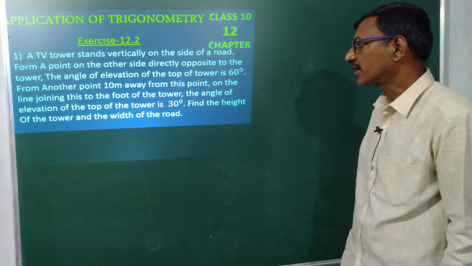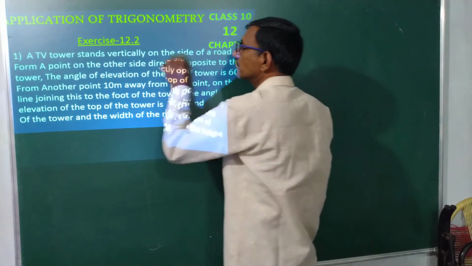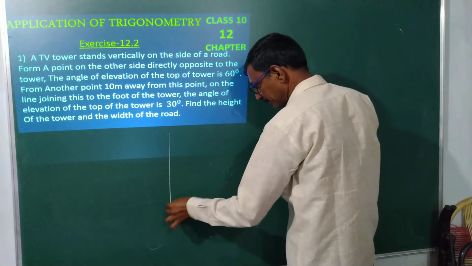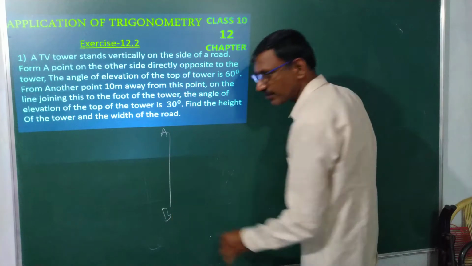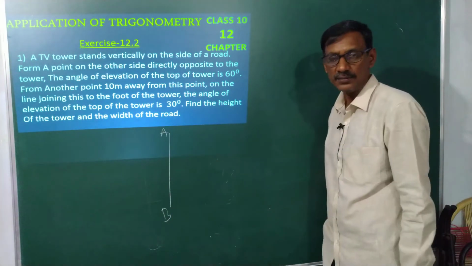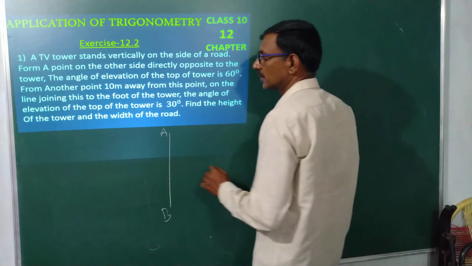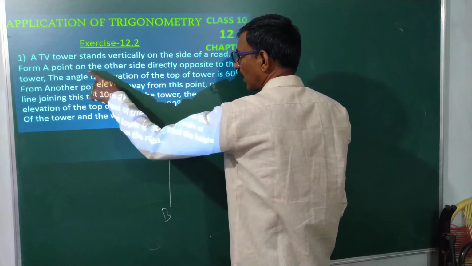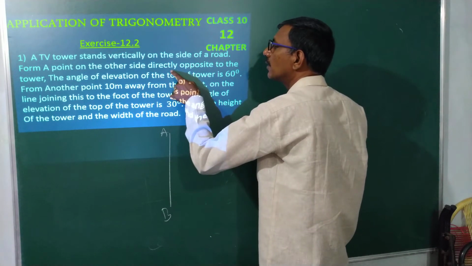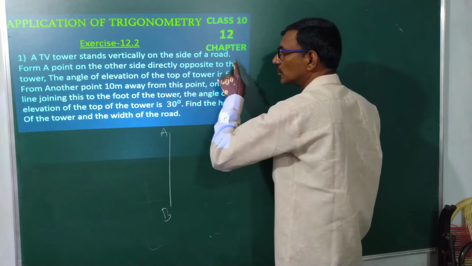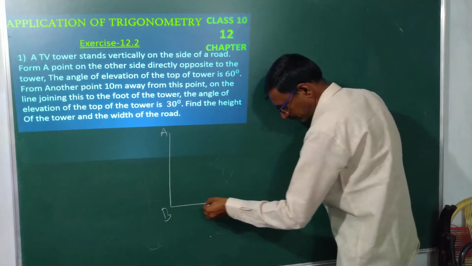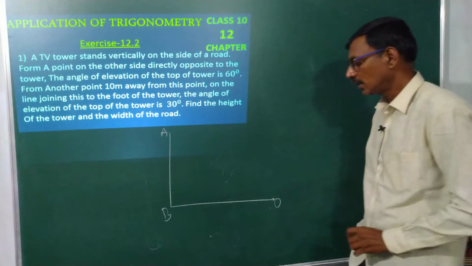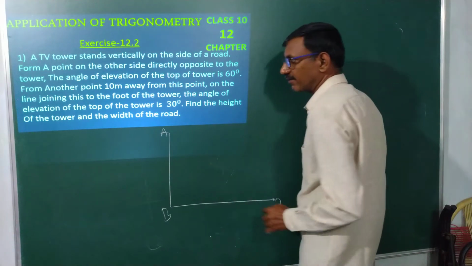A TV tower stands vertically on one side of the road. Suppose this is my TV tower, say AB. It stands vertically on the ground. From a point on the other side, directly opposite to the tower, this is my point, say O, opposite to the TV tower.